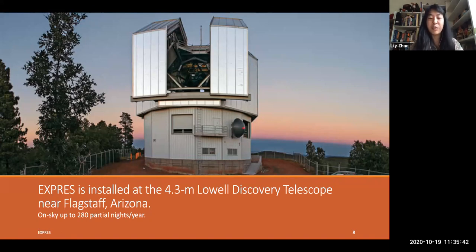rather than having to have only full nights every so often. Instead, we'll have 3 to 4 quarter nights per week. And this really allows us to build up the long time baseline of observations that are needed to find short period planets, for example, and really get the coverage to characterize a system using radial velocities alone.